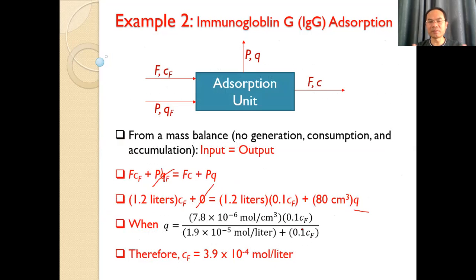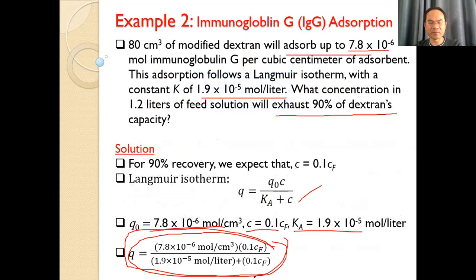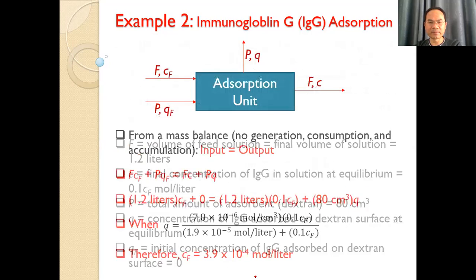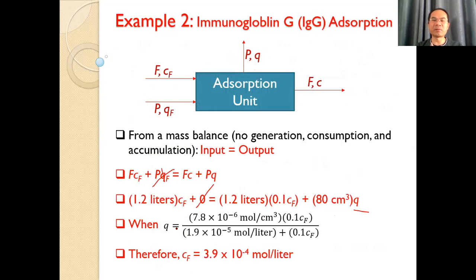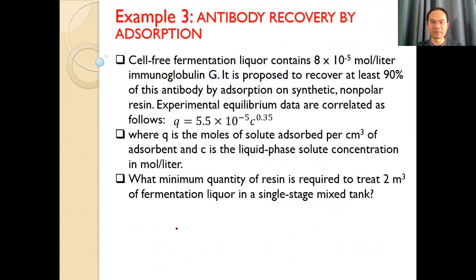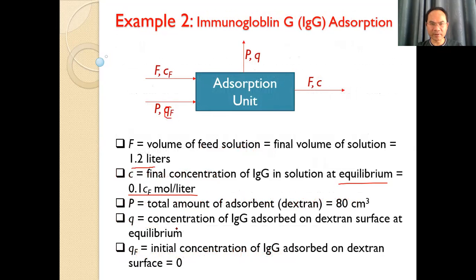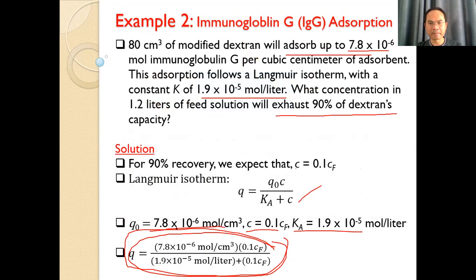And then you can solve for CF, because Q is a function of CF already. You substitute Q in this equation, and then you have only one unknown, CF, and you can solve for CF. CF is 3.9 multiplied by 10 to the minus 4 mole per liter. Please notice it's mole of solute per liter of solution. Does it answer our question or not? Yes. Concentration, CF.